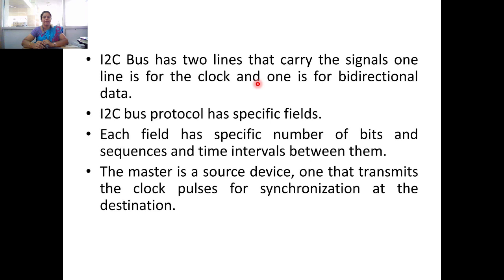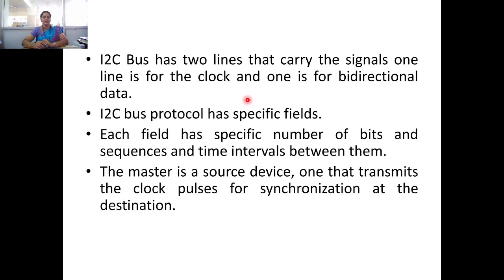One is a data line, and the other is the clock line, which carries the clock signals. One is for bidirectional data, and one is for unidirectional transmission, and for bidirectional devices it carries the transmission and receiving parts. So I2C has specific fields, always for bidirectional devices, and each field has a specific number of bits and sequences and time intervals between them.